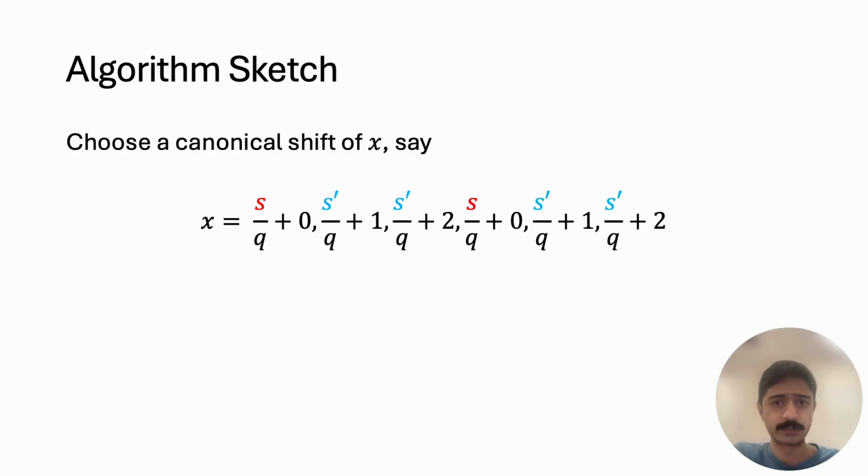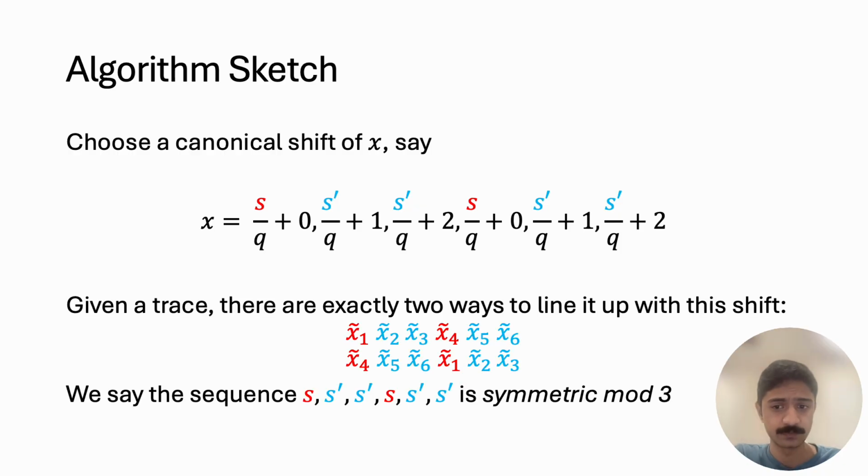So here's how we get around this last hurdle. We choose a canonical shift of x and y. Let's say, in this case, s, s prime, s prime, s, s prime, s prime. And when a trace comes in, we will cluster its gaps and then force the gaps to meet this pattern of clusters by shifting the trace again if necessary.